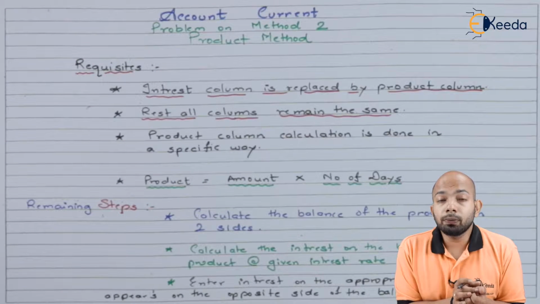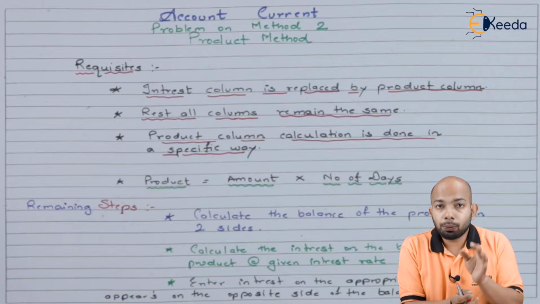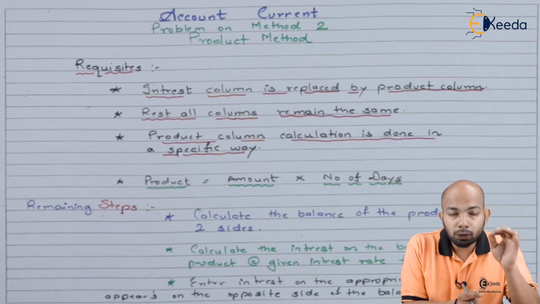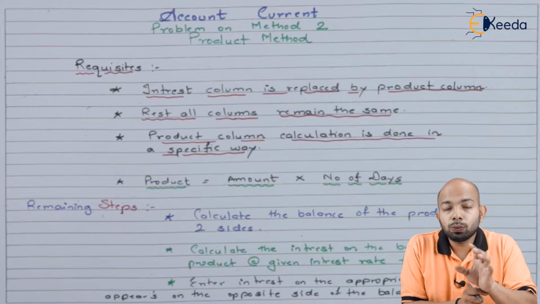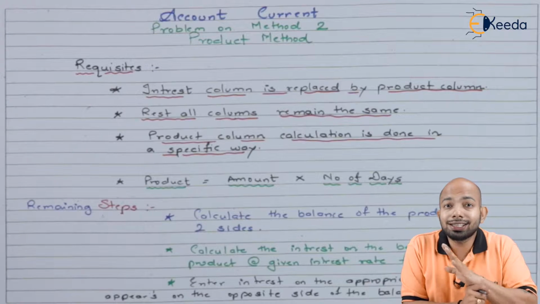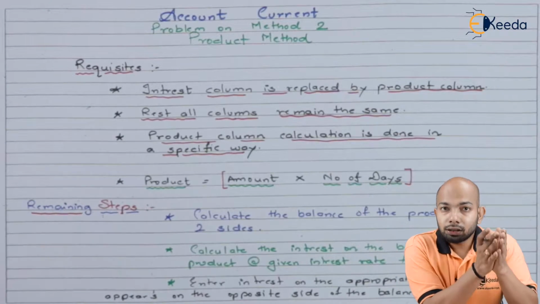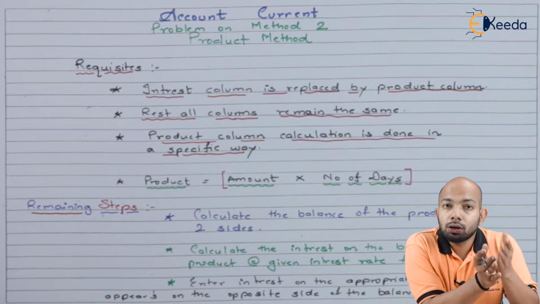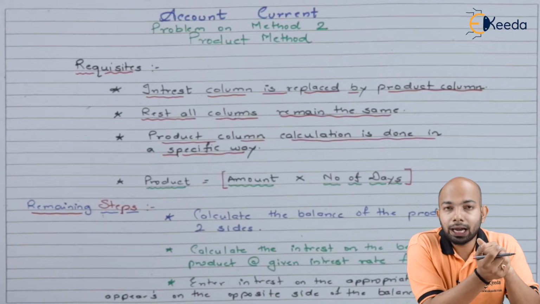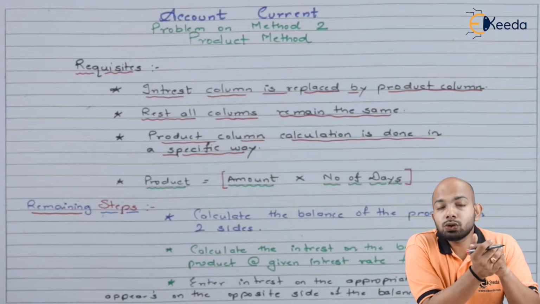Now the product column calculation is done in a specific manner. Now how to find out the product column item is that the amount which is due is multiplied by the number of days. The number of days calculation still remains the same. Now once this is done, while tallying the account current, you have to follow all these remaining steps that I will be highlighting. So the first thing is that you will be finding the balance of the product column.